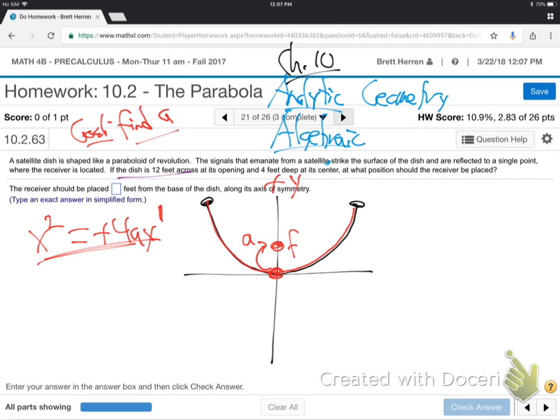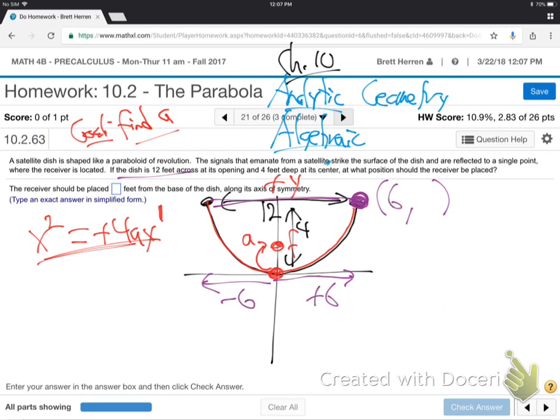All right, so how do we find A? Well, you tell me. It said the opening is 12 feet, and the depth at the center is 4 feet. Yeah, you're looking at some points. Exactly right. Do we know the XY coordinates of this dot right here? How far over is that dot? It's 12 all the way, so it must be over 6 and back 6. So it's over 6, up 4, because it's 4 up. This dot must be the point 6, 4.